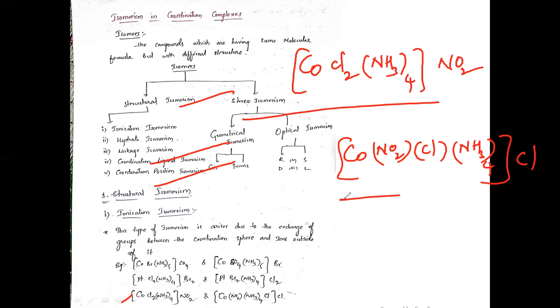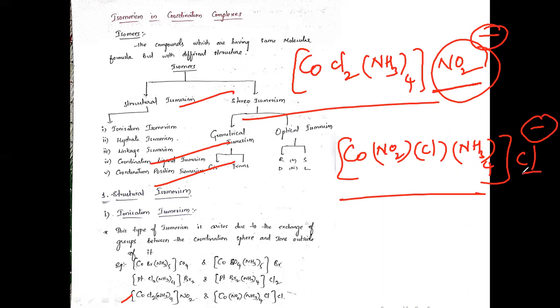Both have the same molecular formula, but the difference is in their ionization. Only the difference in their ionization. So here NO2 is there, so you will get only NO2 minus here. Here only Cl is there, Cl minus is there.